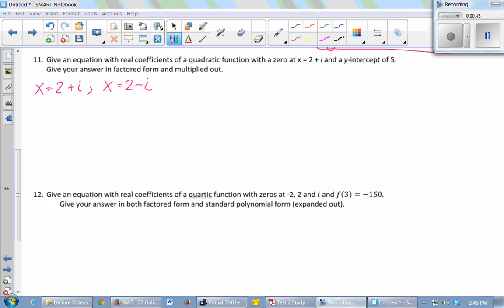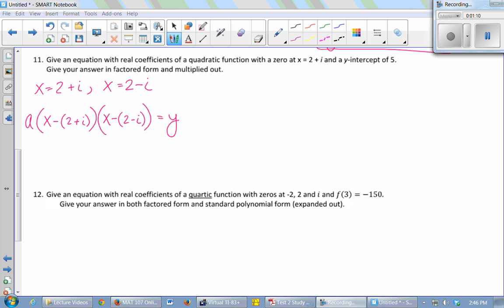So x equals 2 minus i is a 0, means x minus 2 plus i is a factor. And another factor would be x minus 2 minus i. And I've got some unknown leading coefficient a in y equals. Okay, so I'm going to multiply this all out now.